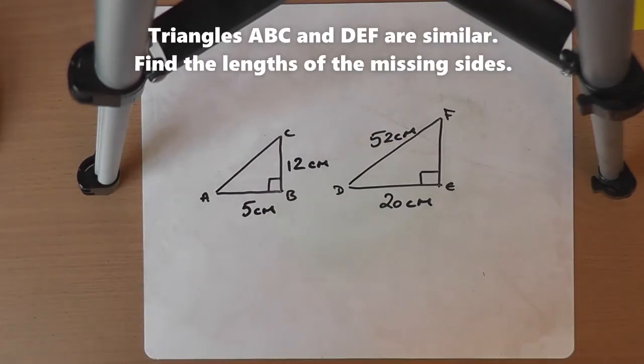Triangles ABC and DEF are similar. Find the lengths of the missing sides. So we are told that these two triangles are similar. And this idea of two shapes being similar means that one is an enlargement of the other. And that will help us fill in the missing sides.